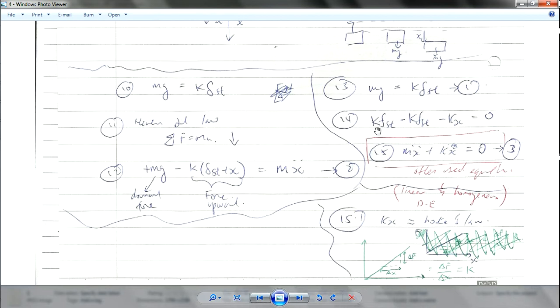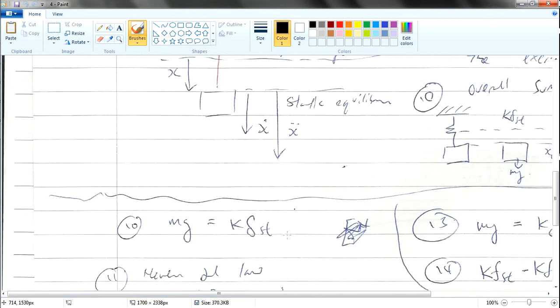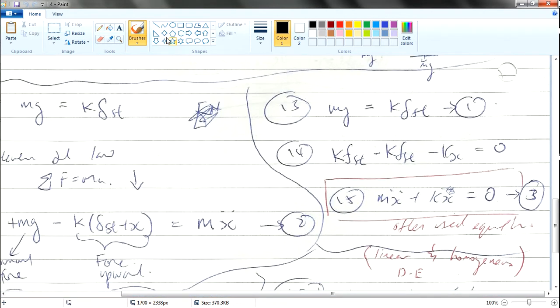Actually, this is delta. I didn't write it properly. It's actually not f, this is delta, same as this. So it equals, I believe, mx double dot. It should be mx double dot.